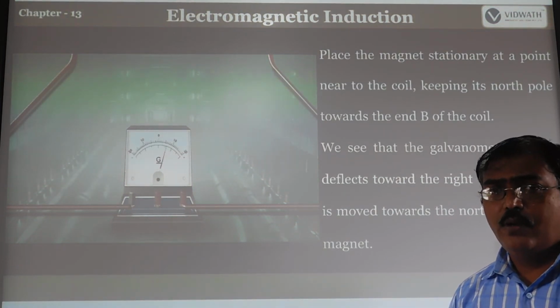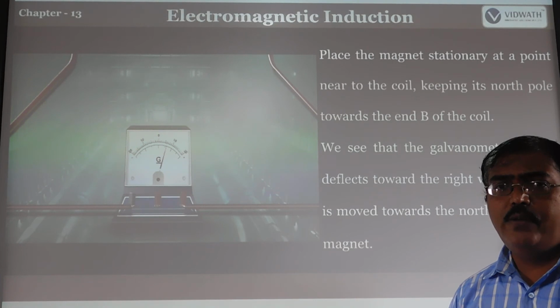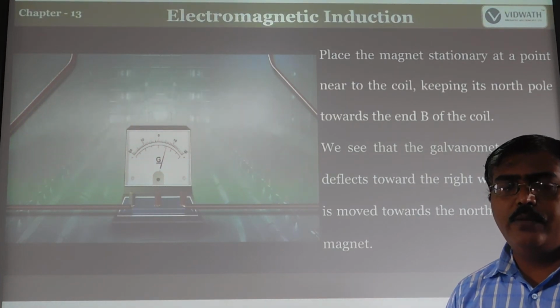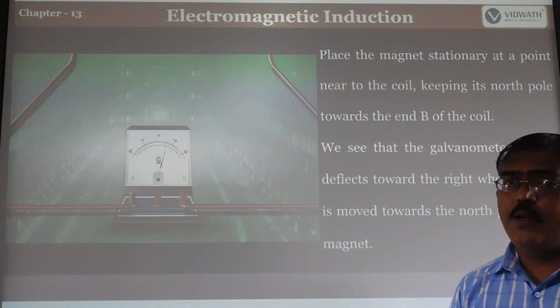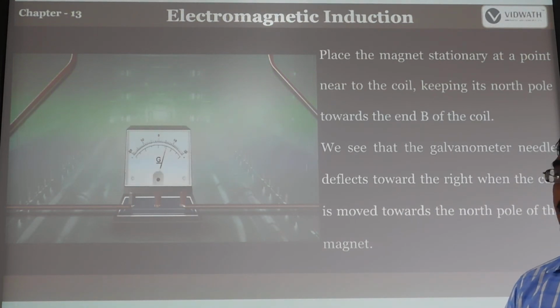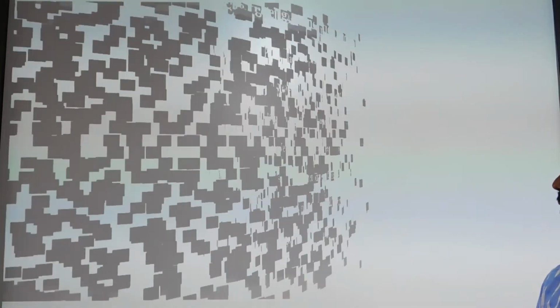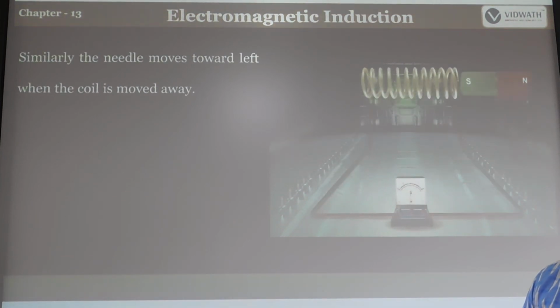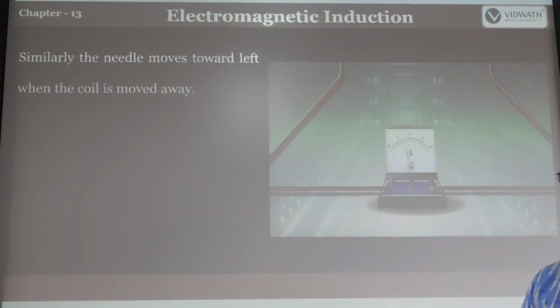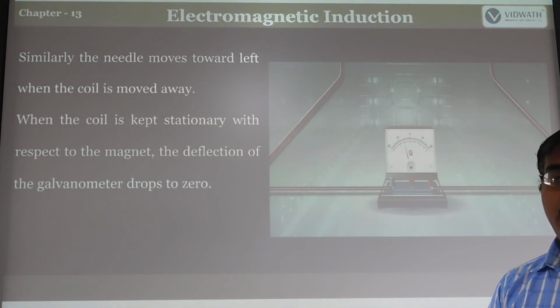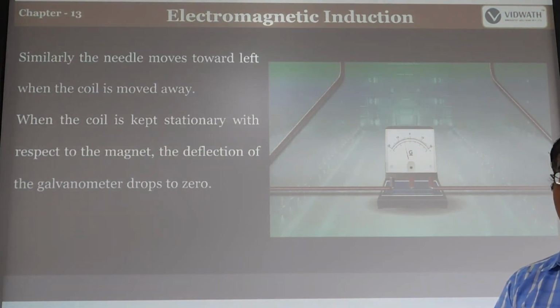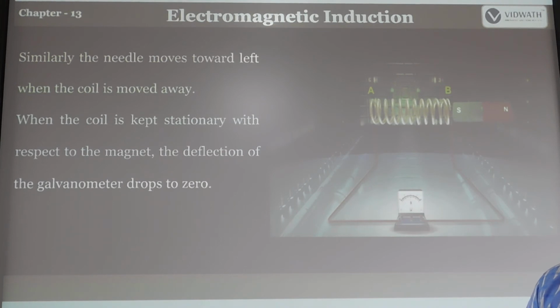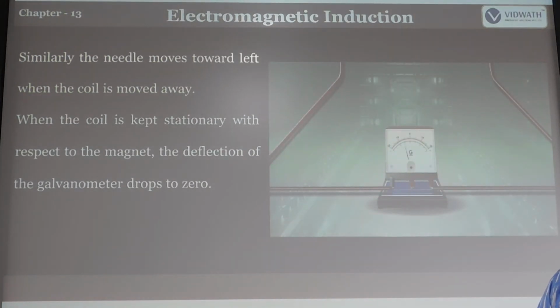Likewise, when the south pole of the magnet comes towards the coil, the galvanometer shows deflection to the left side. Similarly, the needle also moves towards the left when the coil is moved away. So whatever bar magnet you take, when it is moved away, the needle is shown moving to the left side.